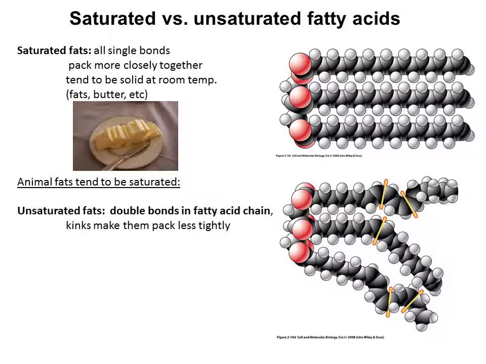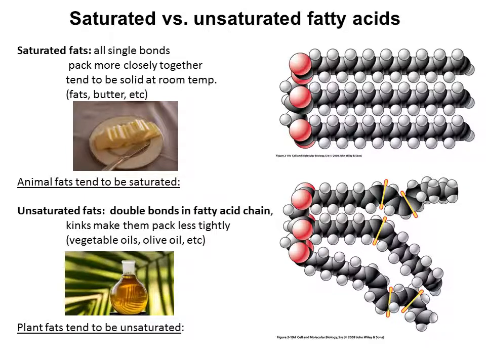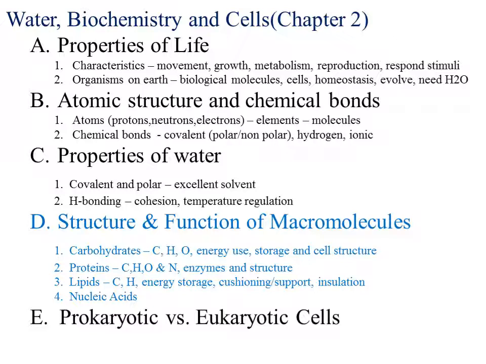Our unsaturated fats, as I mentioned on the previous slide, have double bonds in the fatty acid chain, and so they have these kinks in their chain, and this makes them less able to pack tightly together. So these are going to be your liquids at room temperature, things like vegetable oils, olive oil. Plants tend to be unsaturated. So that is a very brief overview of lipids. As I said, it includes carbon and hydrogen, and it's necessary for energy storage, cushioning, support, and insulation.